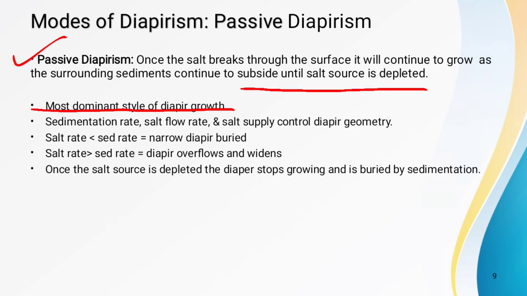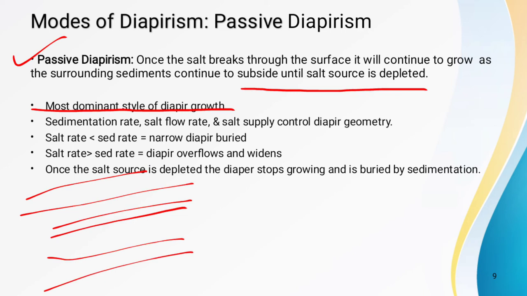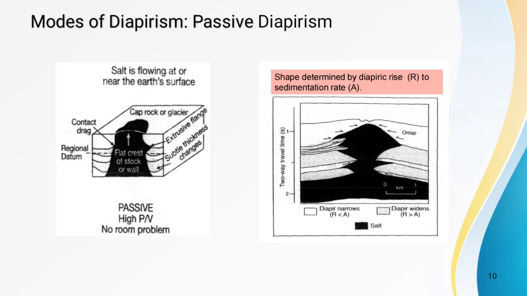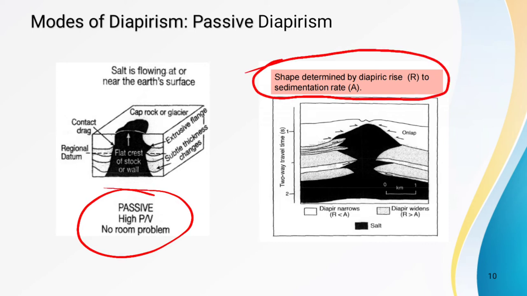Once the salt source is depleted, the diapir stops growing and is buried by sedimentation. Once the salt source is finished, it will stop growing and get buried again by sedimentation. The passive type shape is determined by diapirism and sedimentation.